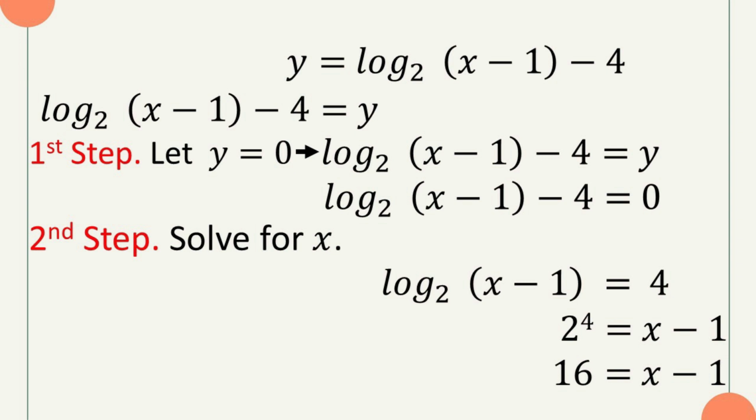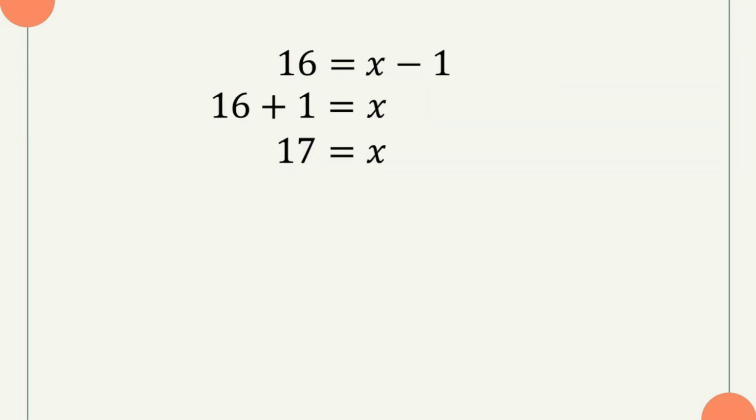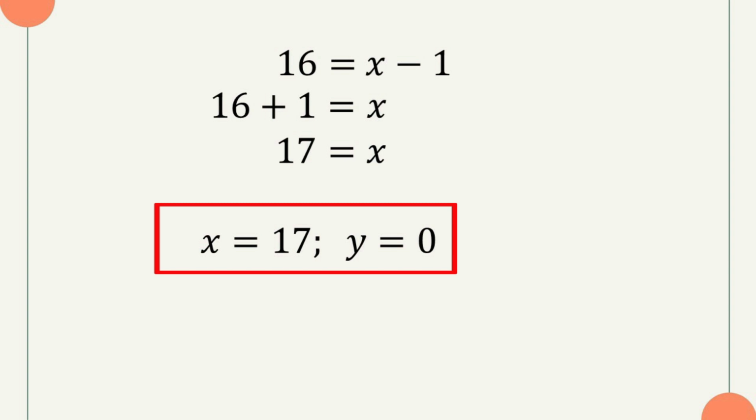Since we are solving for x, let us transpose 1 to the other side. So, we now have 16 plus 1 equals x. 16 plus 1 is 17. So, 17 equals x. Our x is 17 and our y is 0.